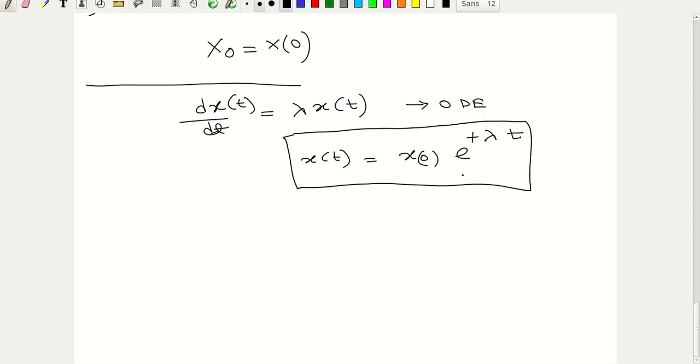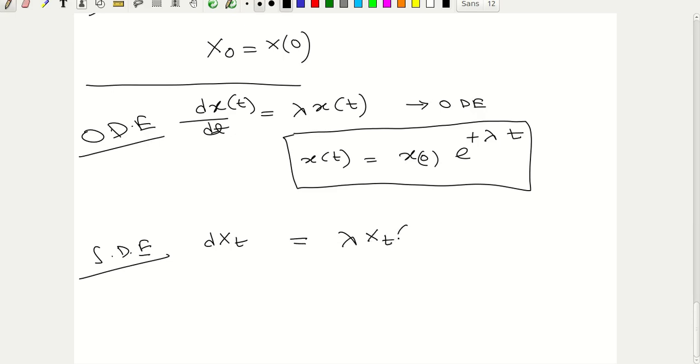But now if you have the stochastic differential equation, how will it look? It is not straightforward. Writing the SDE, dx of t equals minus lambda into x of t dt plus xi of t. Here the analytical solution is not straightforward, and this can basically be solved numerically. So, numerical solution.